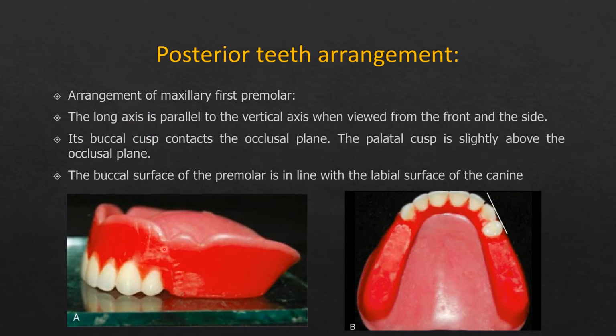The maxillary first premolar long axis is parallel to the vertical axis when viewed from the front as well as from the side. The buccal cusp of the first premolar is the only cusp that is contacting the occlusal plane. The palatal cusp is slightly above the occlusal plane. As you know, this is following the reverse curve or the anti-Monson curve. The buccal surface of the premolar is in line with the labial surface of the canine. As we can see here, the labial surface of the canine and the first premolar are in line with each other and will follow the curvature of the arch form.